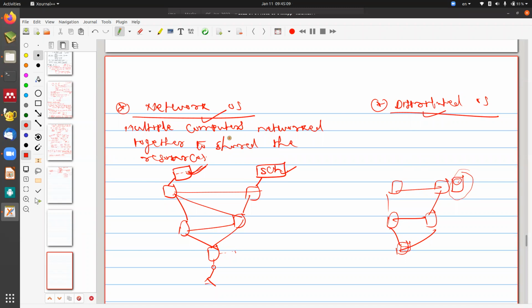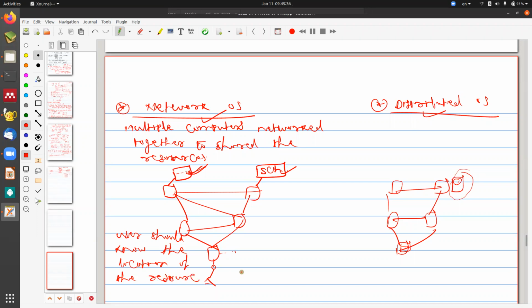The most important thing is that in a network operating system, if a user is going to access any resources, he has to know the location of the resources. In this case, the user should know the location of the resource.